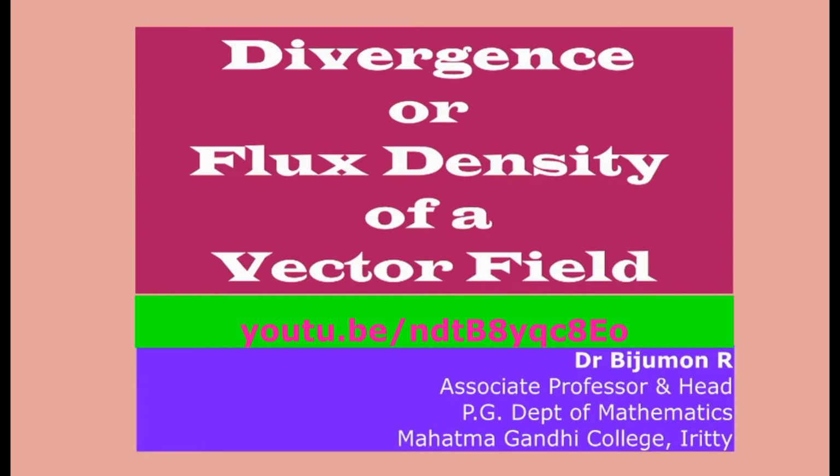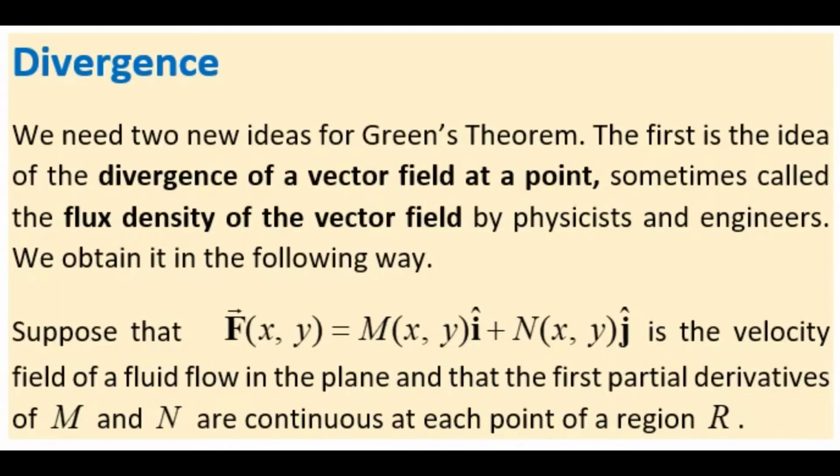But in Green's theorem, we need flux of a vector field in a plane. We need two new ideas for Green's theorem. The first idea is of the divergence of a vector field at a point, sometimes called the flux density of the vector field by physicists and engineers. So we specifically give the details of that concept.